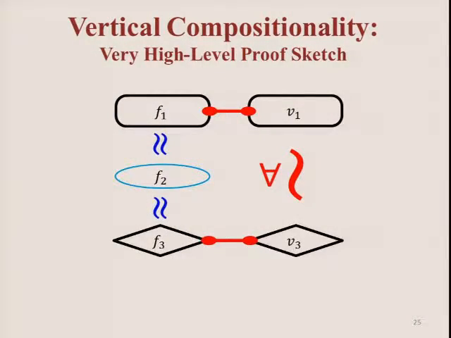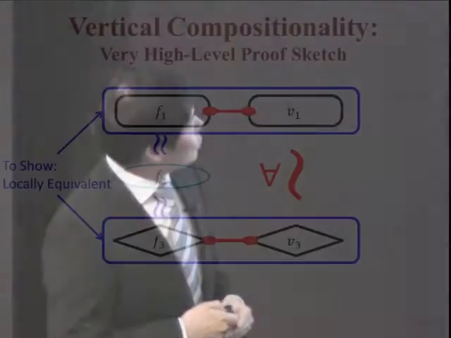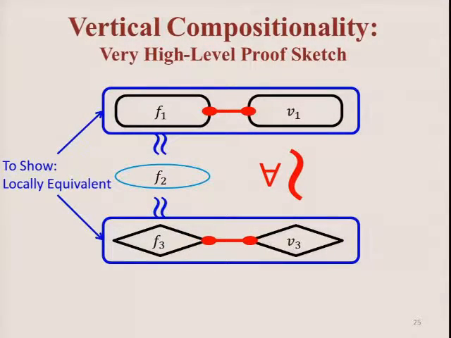To show this vertical compositionality, let's assume that F1 is equivalent to F2, and F2 is equivalent to F3. Now I need to show that F1 is equivalent to F3. By definition, I need to show that for any global equivalence, and for any arguments related by that global equivalence, F1 applied to V1 and F3 applied to V3 are locally equivalent, locally behave the same. That's what you need to show.